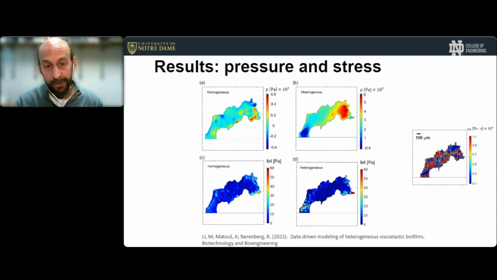And again, using this phase field model, we can also infer the deformation and stresses within the biofilm.